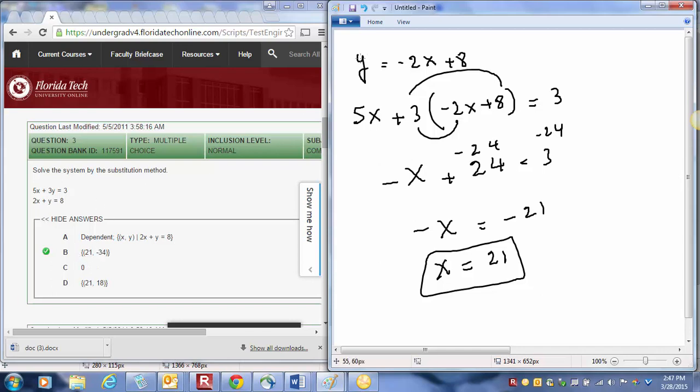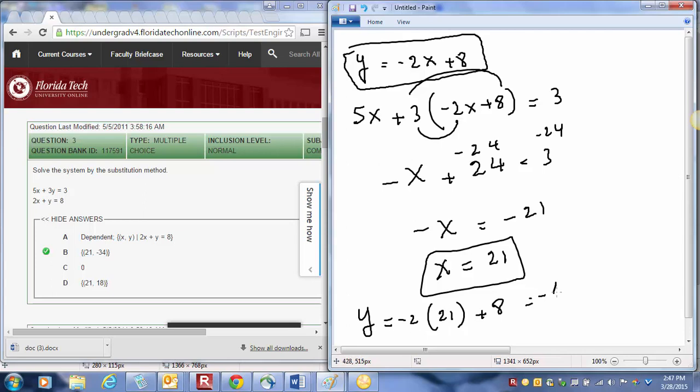So again, let's go back to this equation here and substitute x equals 21. Let's find y. So y would be negative 2 times 21 plus 8. Of course, 2 times 21 is 42. That's negative 42. And plus 8. So that would be negative 34. So again, x is 21 and y is negative 34. That would be the B in this case is the final answer.